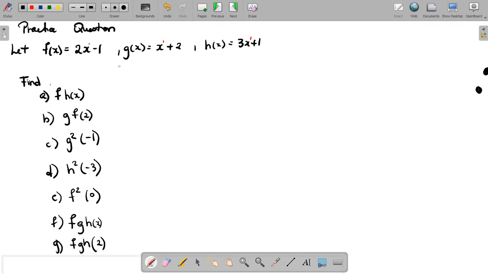So A asks us to find f of h of x. So I need everybody to tell me yes or no if you think you could answer this one. Okay, I'm going to give you guys 2 minutes to try this one for me by yourself. See how far you can get.